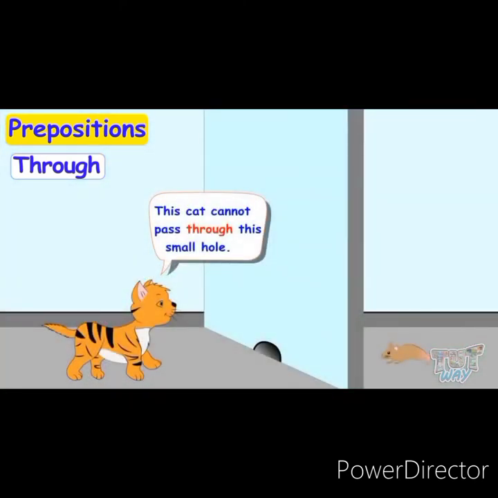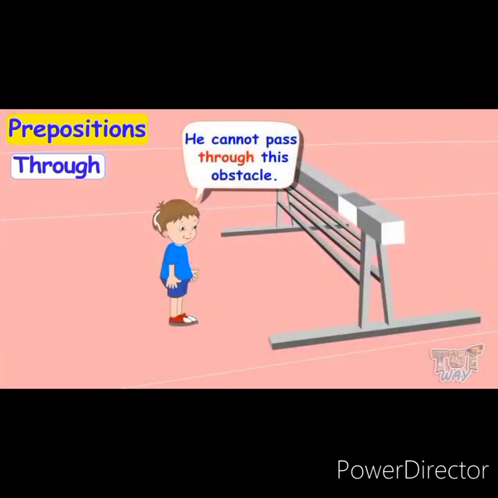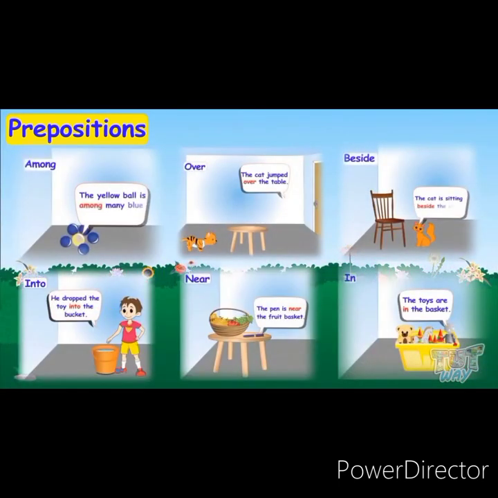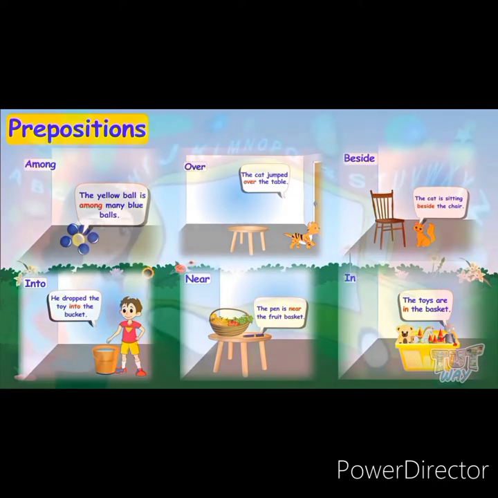Now we will understand the preposition through. The cat cannot pass through the hole. He cannot pass through the obstacle. Children, I hope the various prepositions are clear to all of you and you have understood the topic well. Yes, students. So now you'll be able to do all the exercises given in your workbook correctly.